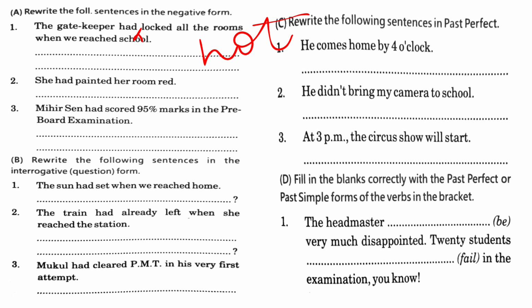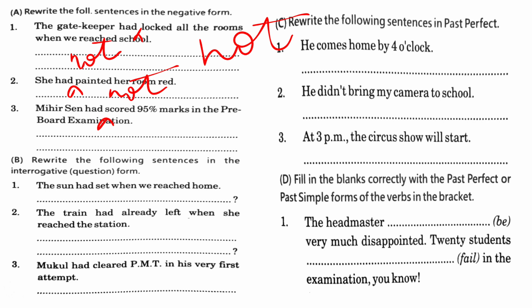She had painted her room red. Again, after had, just add not. She had not painted her room red. Mihir Sen had scored 95% marks in the pre-board examination. Again, very simple. Mihir Sen had not scored 95% marks in the pre-board examination. Moving on to the next question.